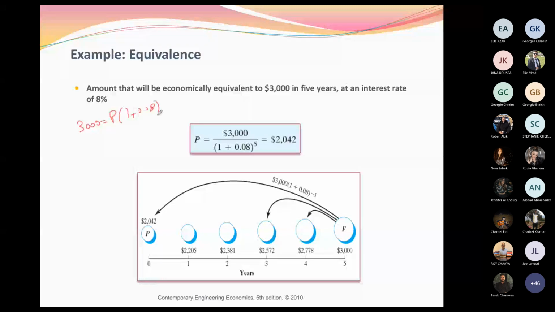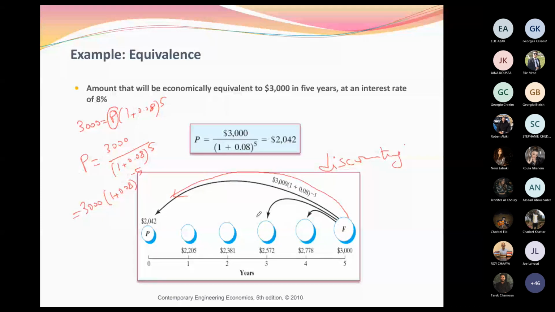Or you will get used to writing it as 3000 times (1 plus 0.08) to the minus 5. What am I doing? From the future to the present is called discounting. From the present to the future is called compounding. Here it is discounting, so we did it backward. What amount will economically be equivalent to $3,000 in 5 years? 2042. $2,042 today is equivalent to $3,000 in 5 years at 8%.